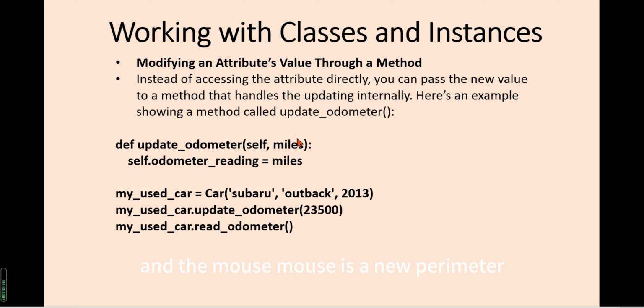And the mileage is a new parameter, actually user input when calling this method. And inside this function, the statement will assign this new value to the attribute odometer reading of this car. So for example, outside of the class, we can make an instance called my used car. Car is a class, then inside these parentheses we add three pieces of information, make, model, year.